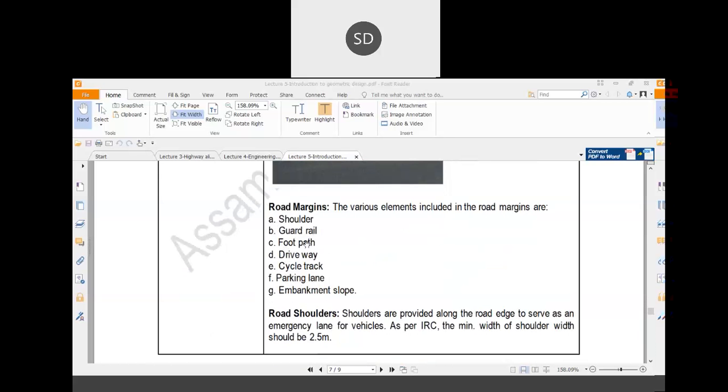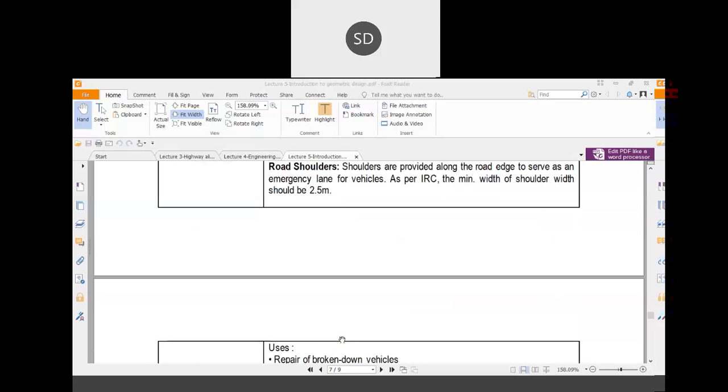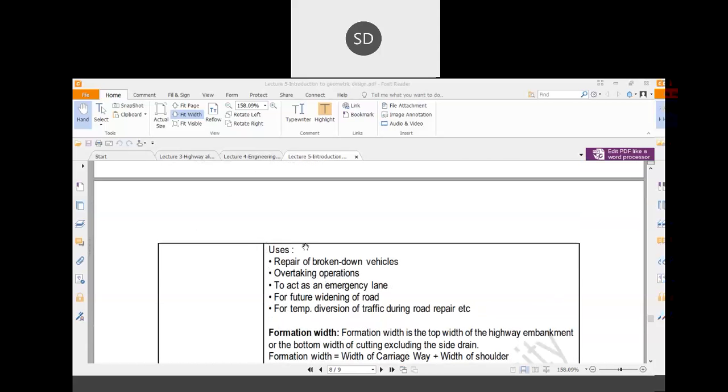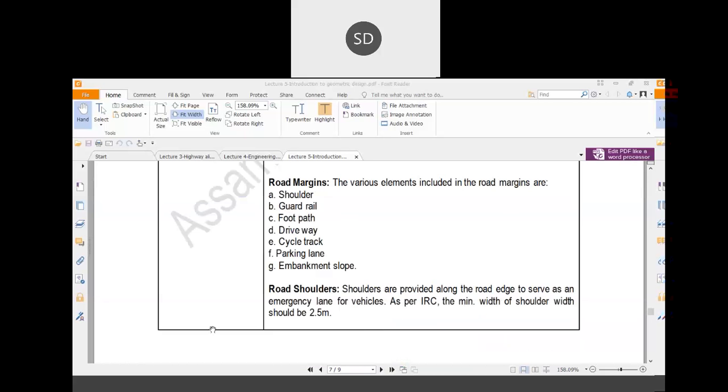Road margin: we have already discussed what a shoulder is. Shoulders are provided along the road to serve as an emergency lane for vehicles. Sometimes it is also used as a footpath. As per the IRC, the Indian Roads Congress, which is the code for road-related design, the width of the shoulder should be 2.5 meters. What are the uses? The repair of broken-down vehicles, overtaking operations, acting as an emergency lane, future widening of the pavement, and temporary diversion of traffic during road repair work. These are the main functions of the road shoulder.